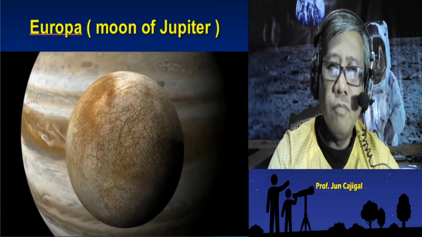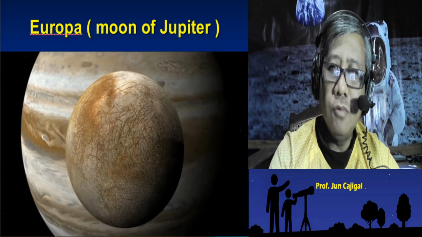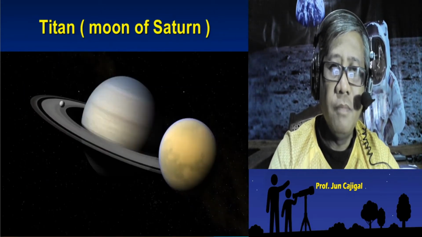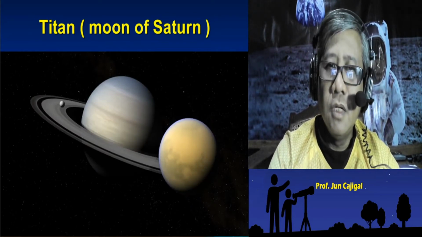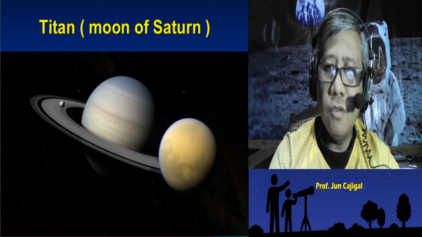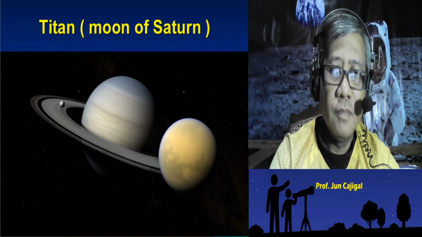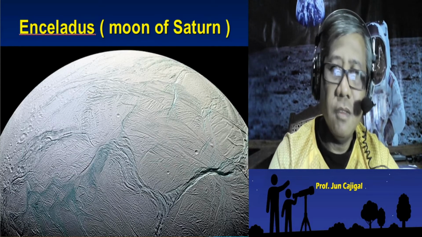Okay, another would be Europa. Europa is one of the Galilean moons of Jupiter. Okay, it's Europa. Then we have Titan. Titan is the largest moon of Saturn. Okay, Titan is also a good candidate for the existence of life. Okay, then we have Enceladus, also a moon of Saturn. Yan, malalaman natin later kung bakit.